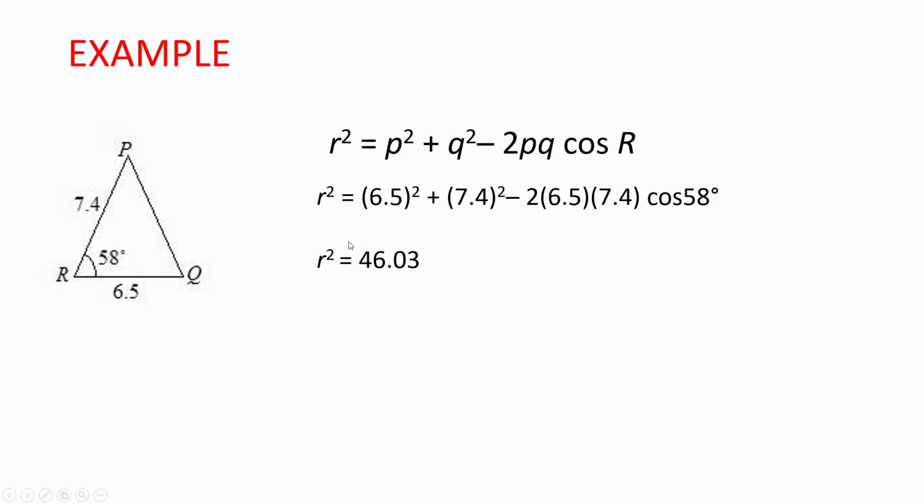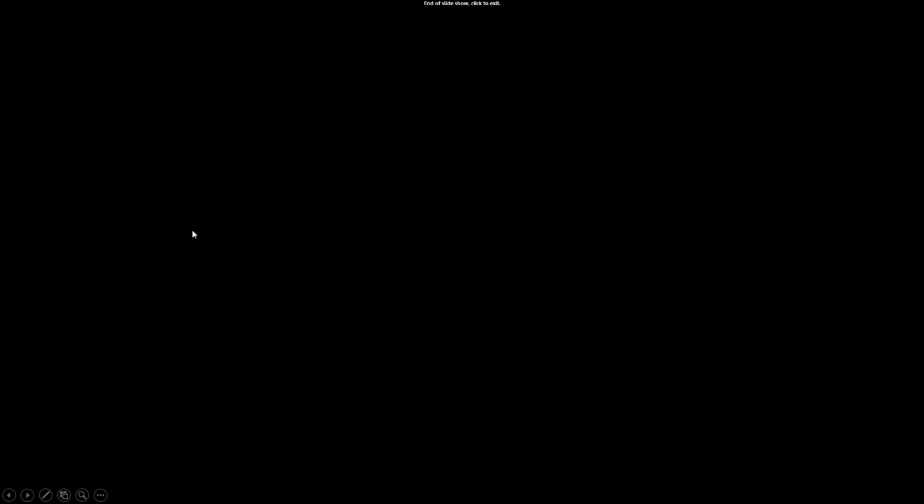So r squared equals 46.03. Now we take the square root of both sides, and you get 6.78. Easy enough, right?